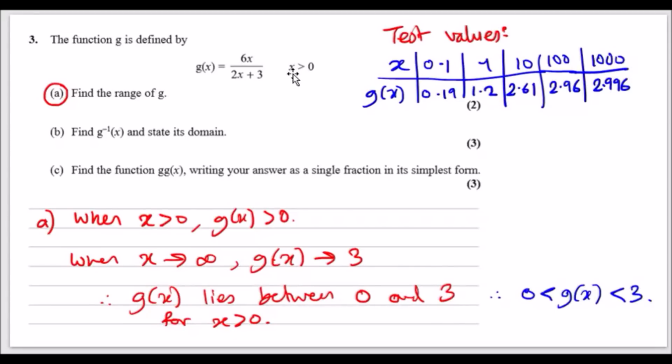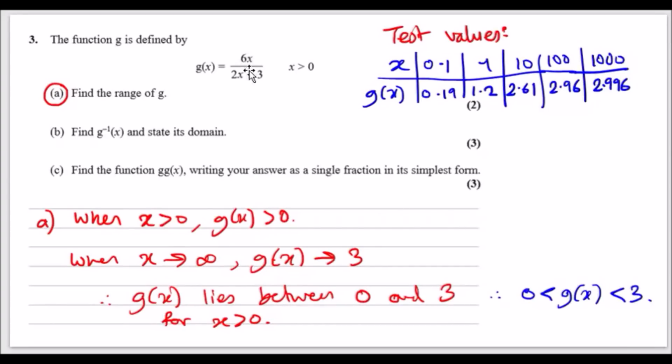And since we already know one part of the domain is greater than 0, we can see that the range for positive values of x will always give us at least the bare minimum positive value. So it's going to go all the way up to 3. This essentially means that if you made x, I don't know, infinity, or just made it really big, your g of x will eventually go to 3. So we can say that g of x lies between 0 and 3.